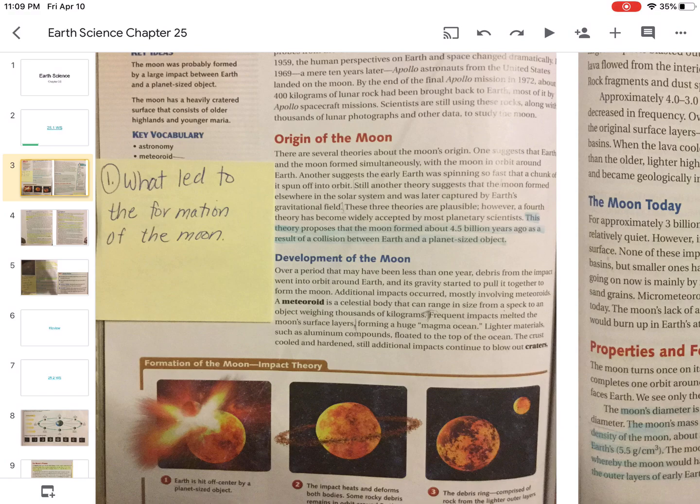This theory proposes that the moon formed about 4.5 billion years ago as a result of a collision between Earth and a planet-sized object. So the formation of the moon is the impact theory.